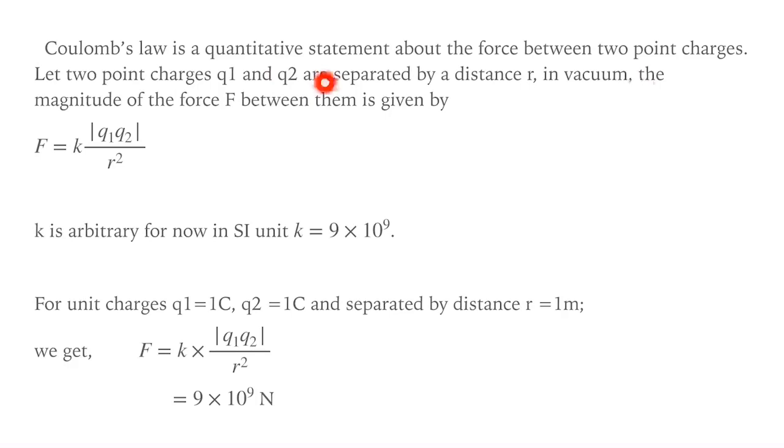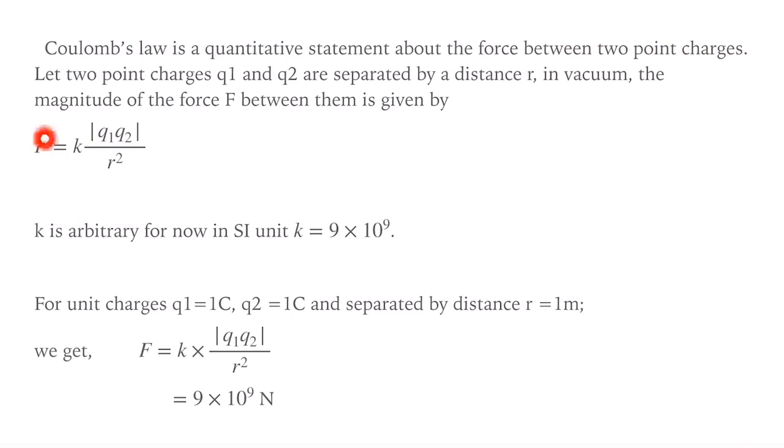There are two point charges, and they are separated by a distance r in vacuum. The magnitude of the force F between them is given by F equal to K into Q1 into Q2 by r square. This is a quantitative statement about the force between these two point charges. Coulomb's law defines the force between the two point charges we are observing, where Q1 and Q2 are the point charges and r is the distance between them.